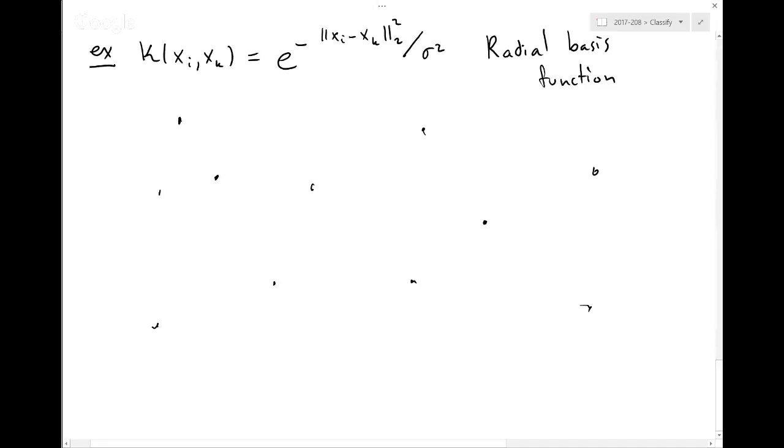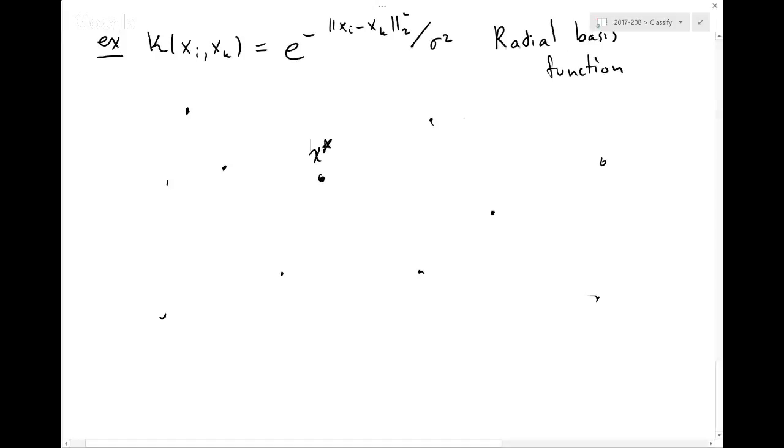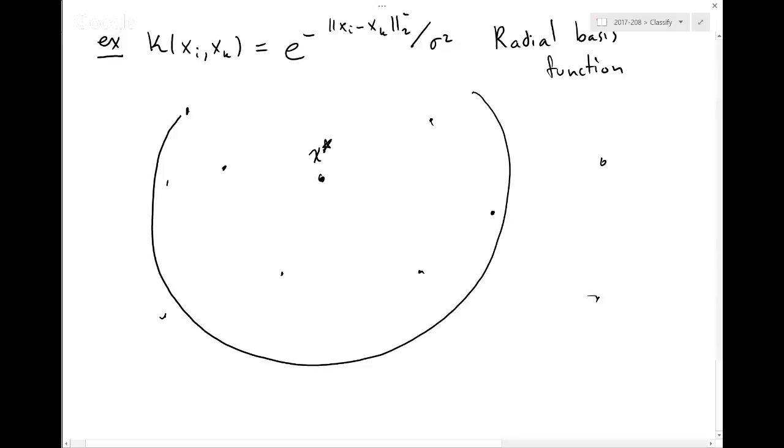So these are our x points. And here is, for example, a new data point that I'm going to classify. Call it x star. This is our new data point. If I have a very large bandwidth, let's make a circle around this new point. Let's say this circle represents the circle of radius root 3 times sigma. So this is the circle of that radius.